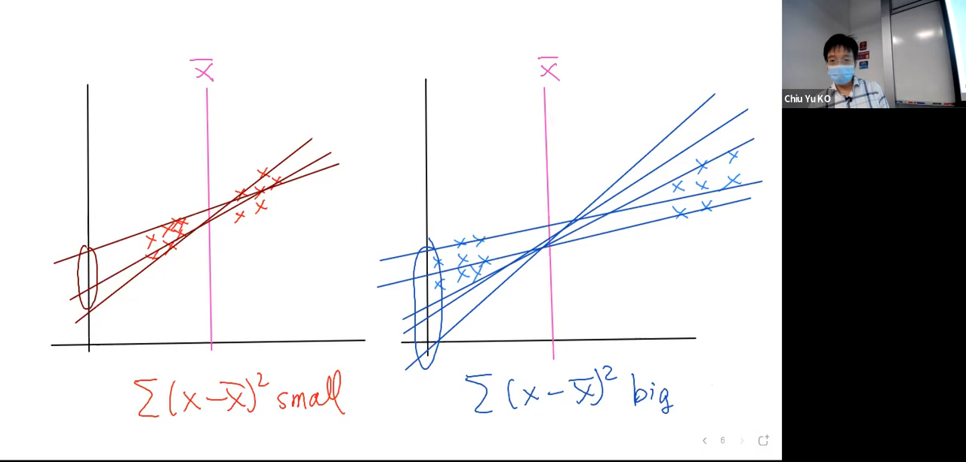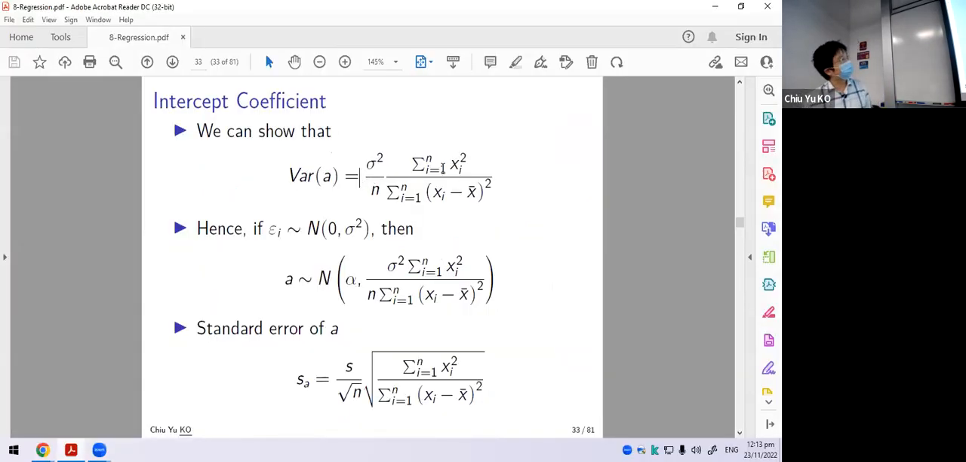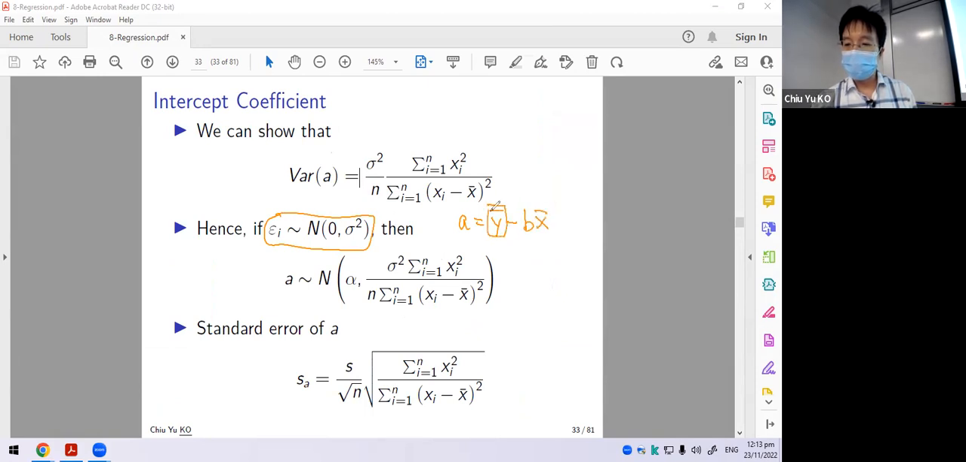Okay, if that's okay, then I hope I can convince you this is right. And now everything becomes very straightforward, because this follows a normal. Okay, and A. Remember how we find A? A is y bar minus b x bar, right? But what is y bar?